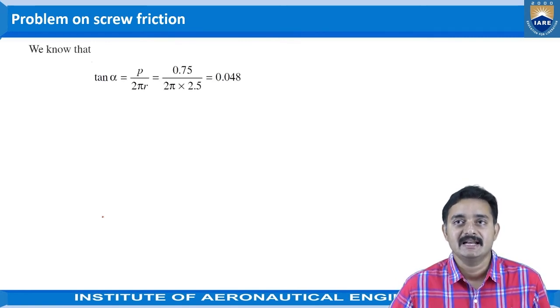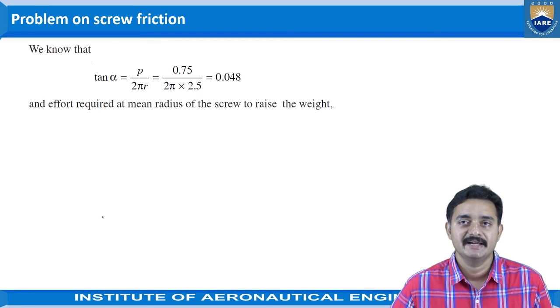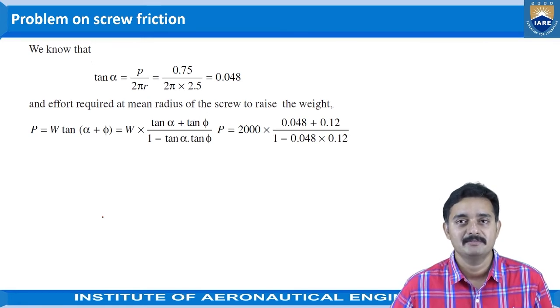We know that tan alpha is equal to P by 2 pi r. When substituting the values of P and r here, we will obtain the value as 0.75 by 2 pi into 2.5. So that results as 0.048. And the effort required at mean radius of the screw to raise the weight is P is equal to W tan alpha plus phi. That can be written as W into tan alpha plus tan phi by 1 minus tan alpha tan phi.